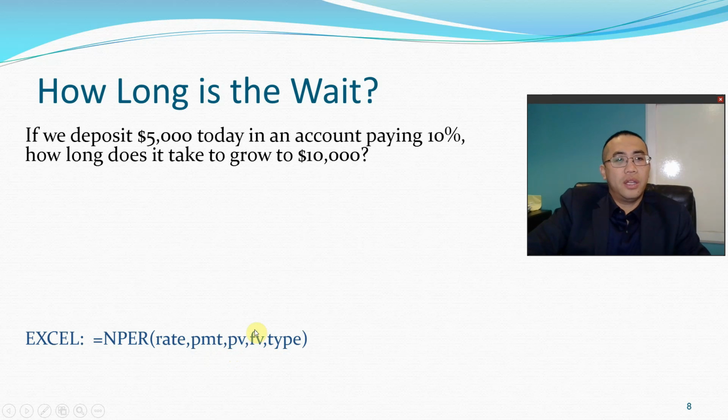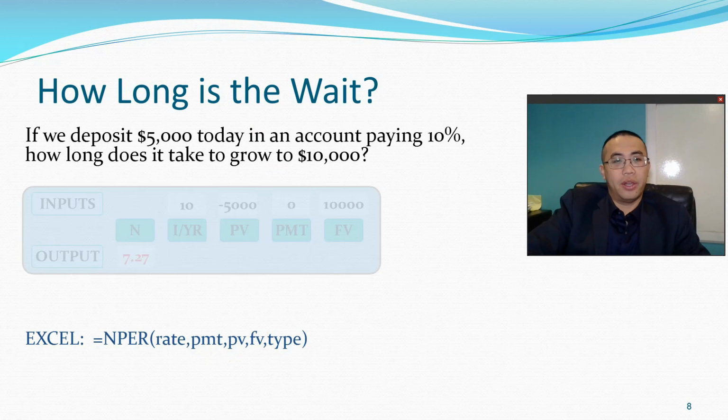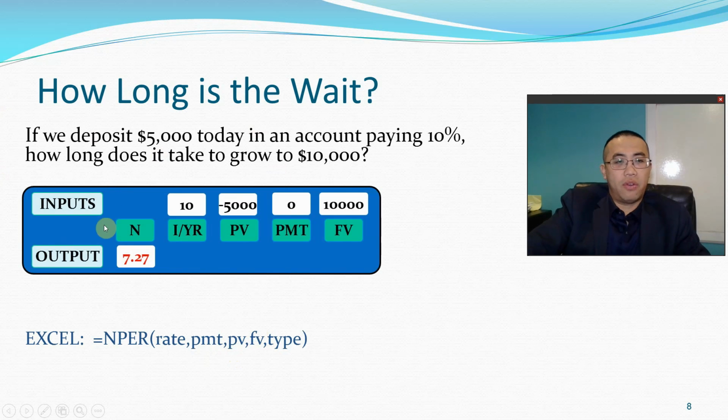If you are solving this question using your financial calculator, once again, it's about inputting numbers for 4 factors and then solving for the 5th. So you solve for n after you define interest as 10, present value as negative 5,000. You see deposit, so that's a cash outflow, that's negative. Payment as 0, future value as 10,000. And then you solve for n, and that's 7.27.